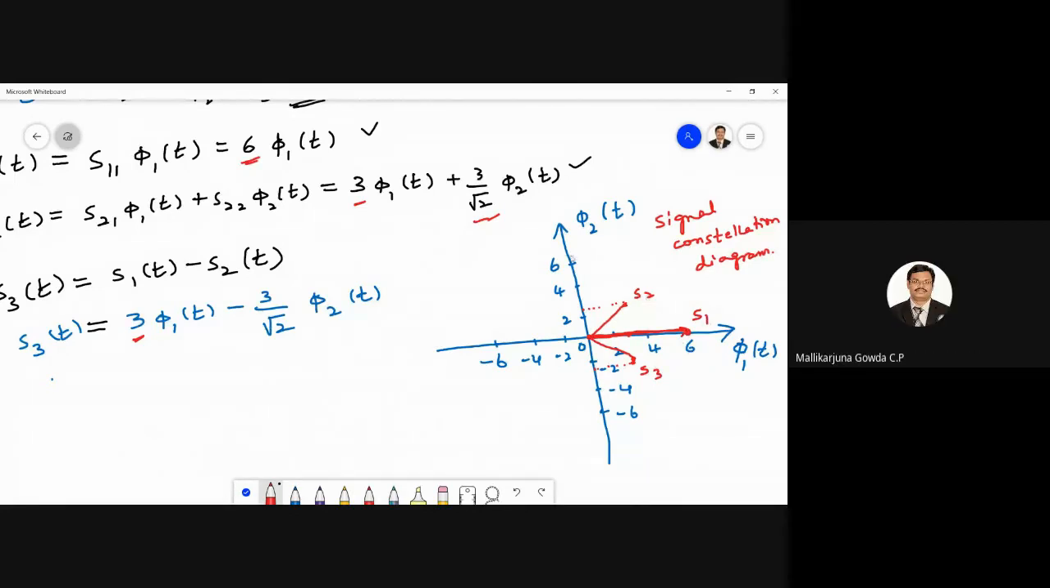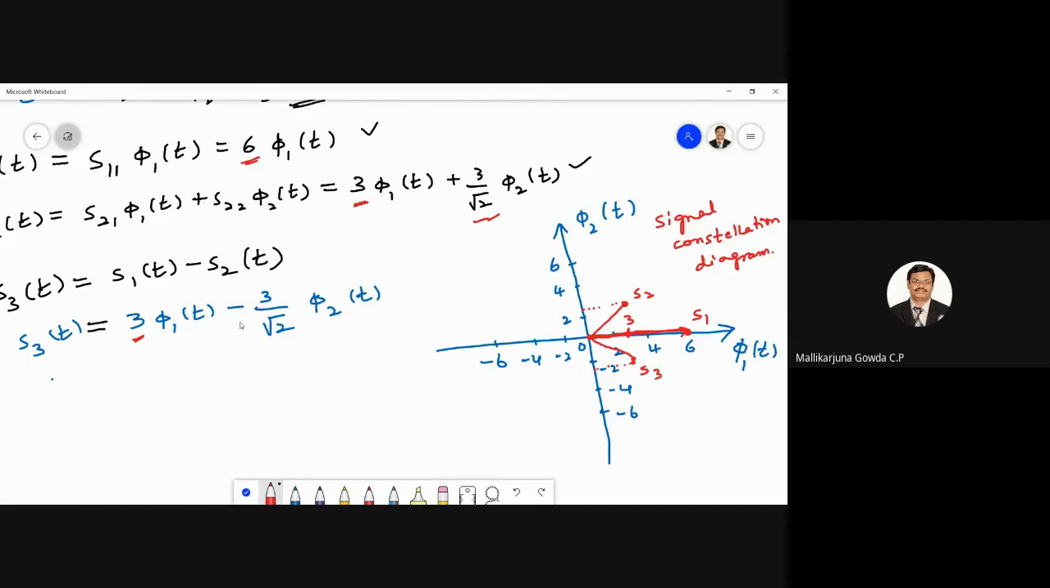Then for S2, what is S2? That is 3 pi 1 of t plus 3 by root 2 pi 2 of t. So 3 units on the pi 1 of t axis. So 3 at this point, right? This is 3, right? On pi 1 of t axis. Then 3 by root 2 on pi 2 of t axis. So pi 2 of t is this one, right? Y axis. So some of your friends said the 3 by root 2 is 2.1 something. So from there, I'm marking this point. On x-axis it is 3, on y-axis it is 2.1. So that point is my S2.